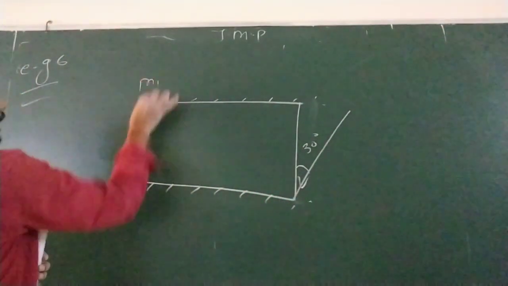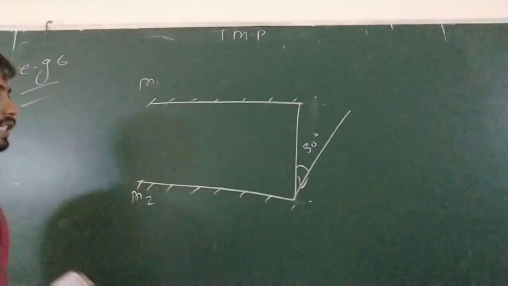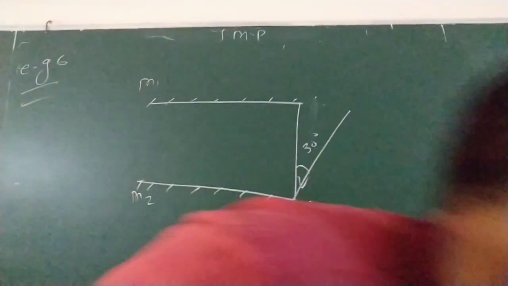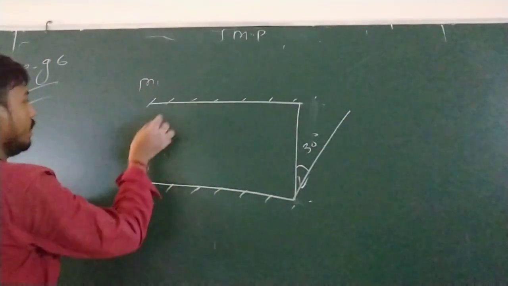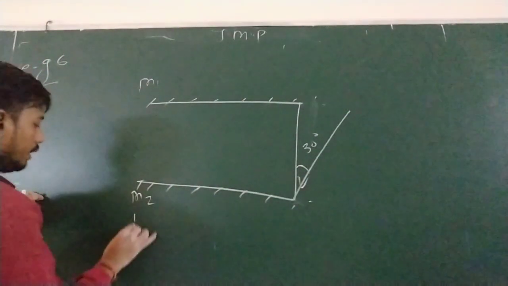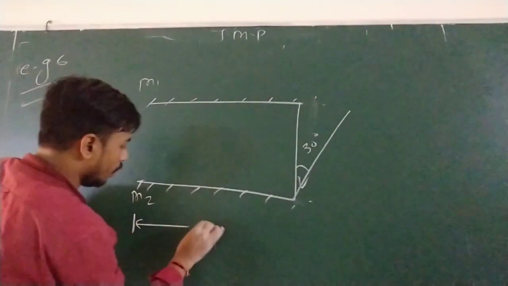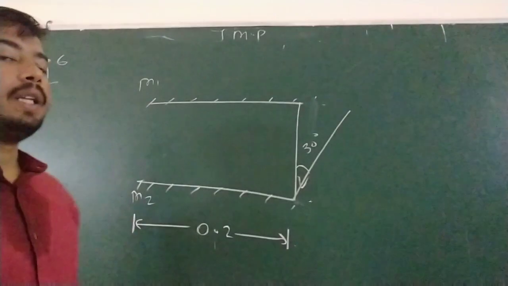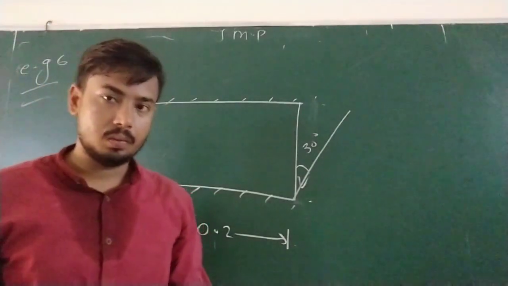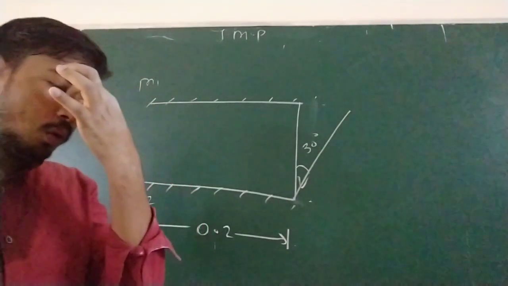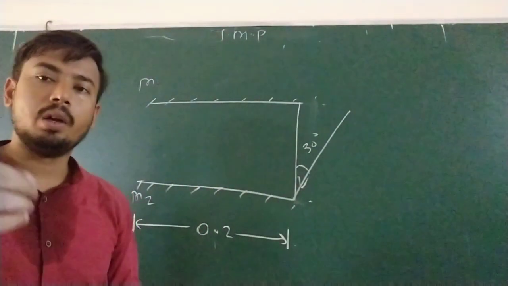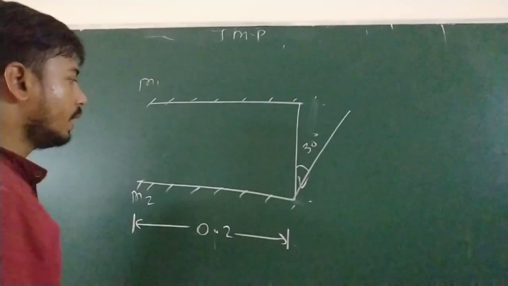See, there are two plane mirrors M1 and M2. Light is incident on the first at an angle of 30 degrees. This distance is given, my dear. This distance is given, 0.2 meter. So they are asking you, find the total number of reflections. For this question, we can do it by two methods: one by directly applying the concept, and second by the unitary method.